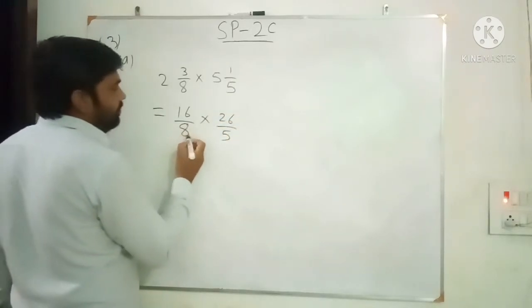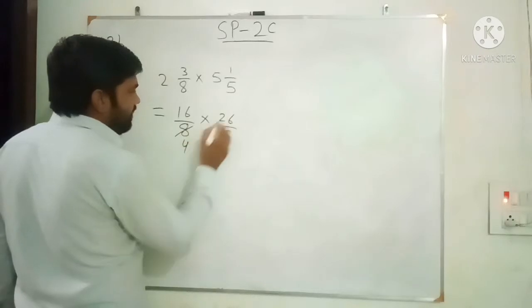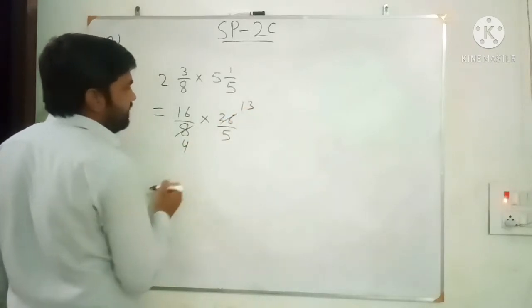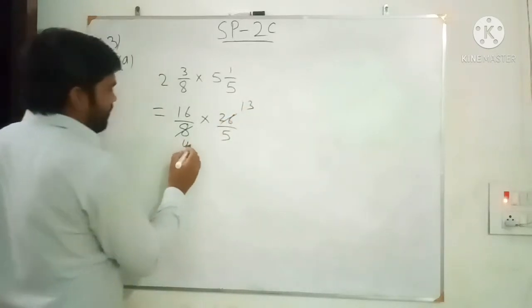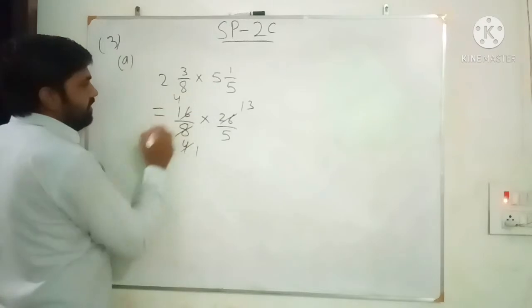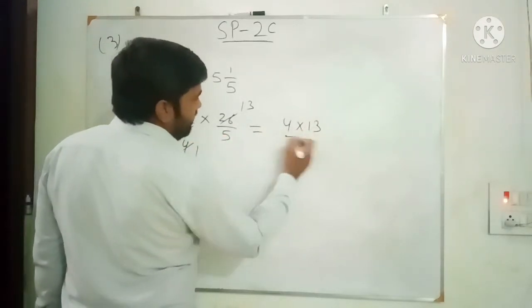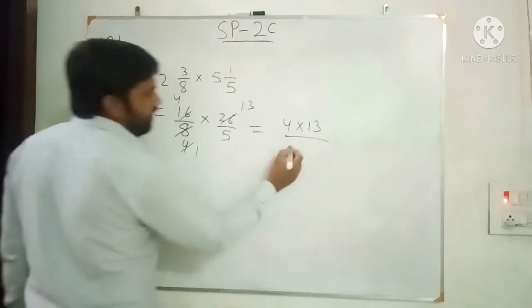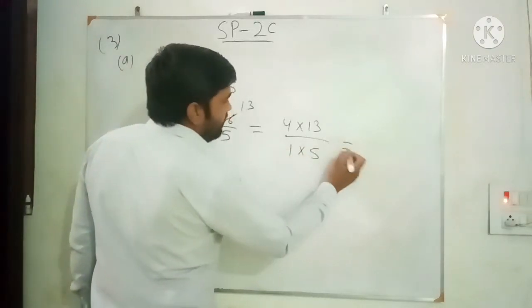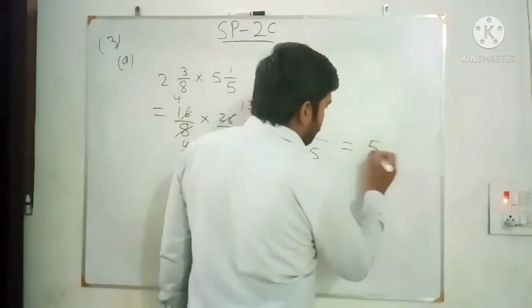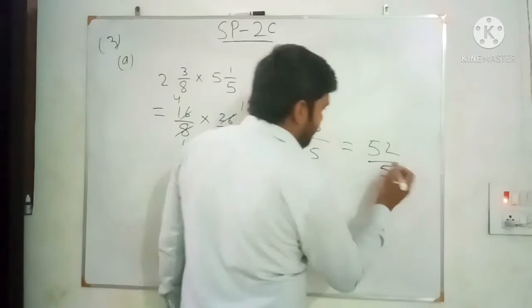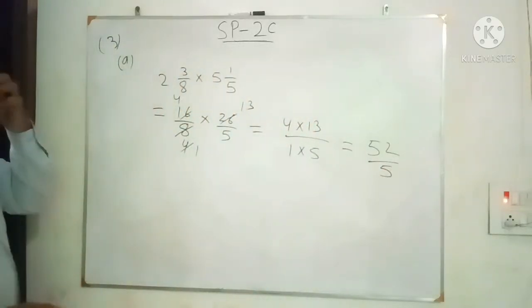Now 2 4s are 8, 2 13s are 26. Now 4 1s are 4, 4 4s are 16. What is left? 4 multiply 13, and here on the other place 1 multiply 5. So 13 4s are 52, so 52 by 5. Now convert this improper fraction into a mixed fraction.